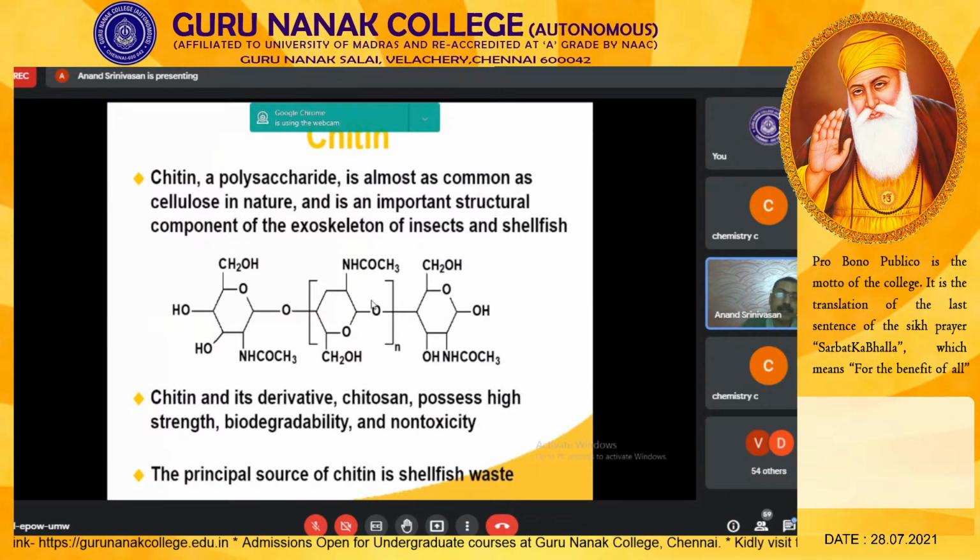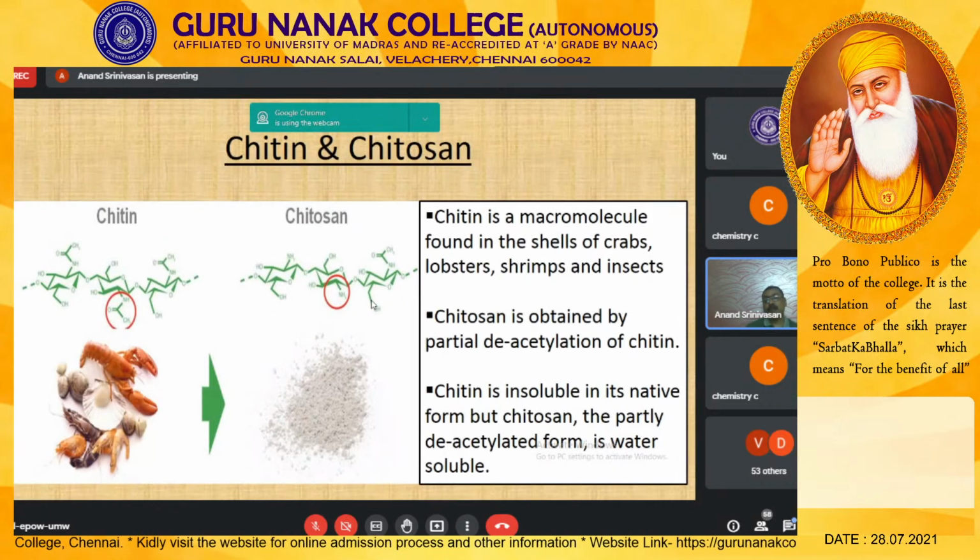And chitin, again, is obtained from animals. Its derivative chitosan possesses high strength, biodegradability, and non-toxicity. The principal source of chitin, as I told you, is crab shell. It's a macromolecule, obtained by partial deacylation of chitin, which can be done by a mechanical or chemical way. It is insoluble because the crab shell is very rigid, and this can be used for various applications. Wherever you require the barrier property, probably you can try this.